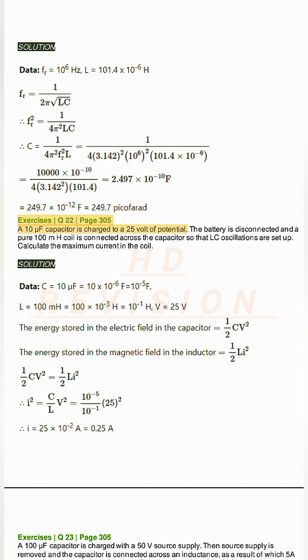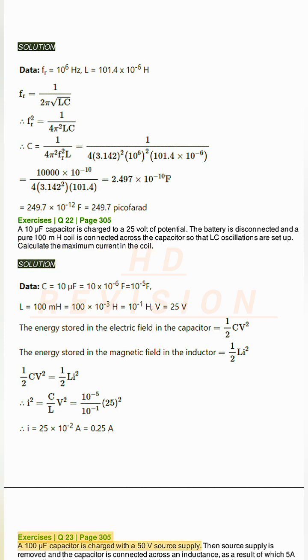Solution. Exercises Q22, page 305. A 10 microfarad capacitor is charged to a 25 volt potential. The battery is disconnected and a pure 100 mH coil is connected across the capacitor so that LC oscillations are set up. Calculate the maximum current in the coil. Solution.